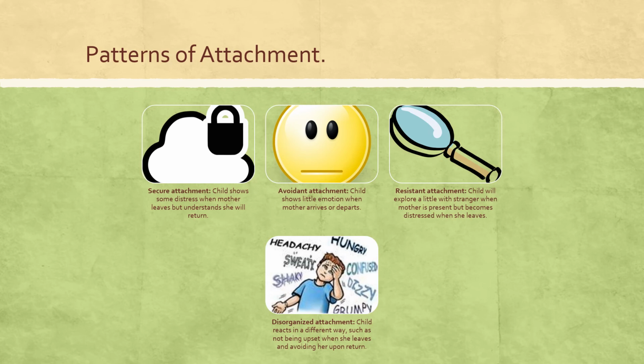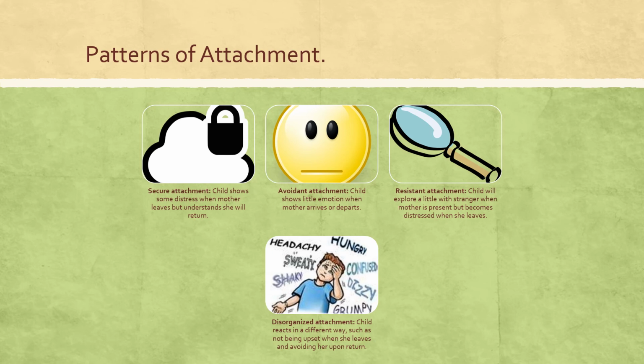Resistant attachment is when a child will explore a little with a stranger when a mother is present, but becomes very distressed when she leaves. So the child may feel comfortable exploring with a stranger or walking around the room when the mother is present, but as soon as the mother leaves and it's just them and the stranger, then the child becomes very distressed.